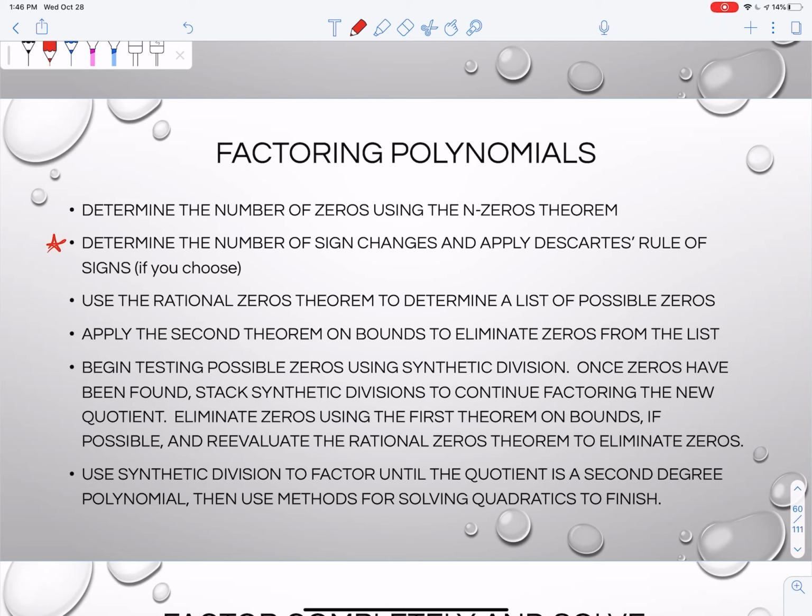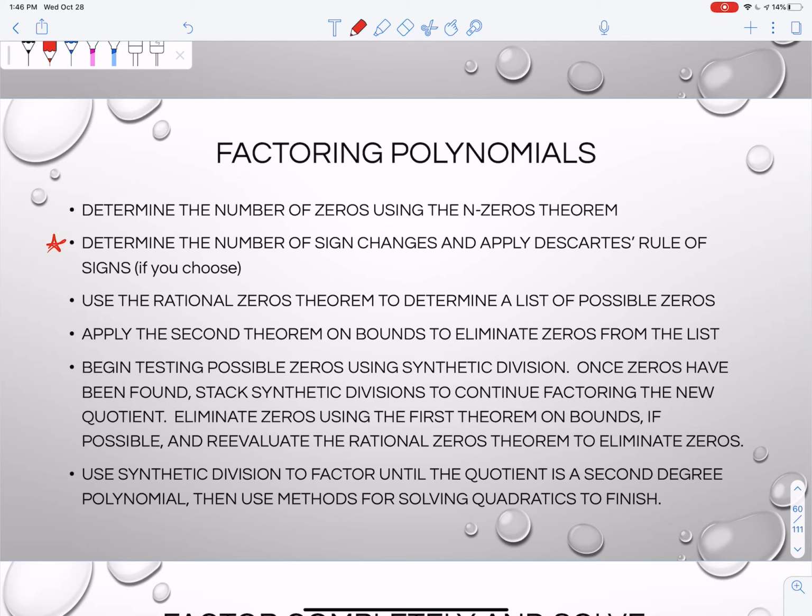It's kind of wishy-washy, and I'll probably make a separate video on Descartes' rule of signs. But depending on what you have, you can determine the number of sign changes and then apply Descartes' rule of signs, which will give you possible combinations of how many positive and how many negative zeros you could have, but it gives you multiple different possible combinations. And again, it really doesn't help us out directly a whole lot.